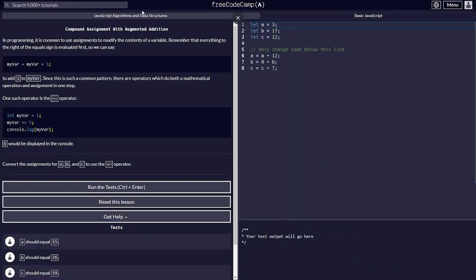Alright, compound assignment with augmented addition. In programming, it is common to use assignments to modify the contents of a variable. Remember that everything to the right of the equal sign is evaluated first. So we can say my var equals my var plus 5 to add 5 to my var. Since this is such a common pattern, there are operators which do both a mathematical operation and assignment in one step. One such operator is the plus equals operator. So let my var equal 1, my var plus equals 5, console.log my var.